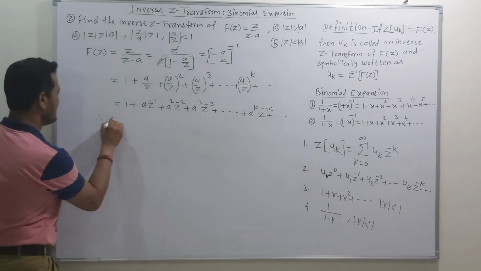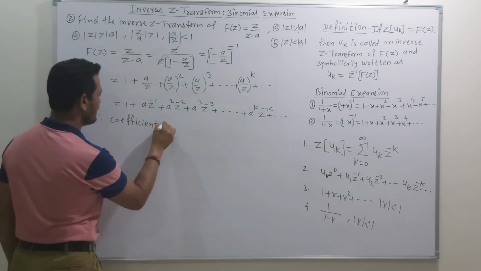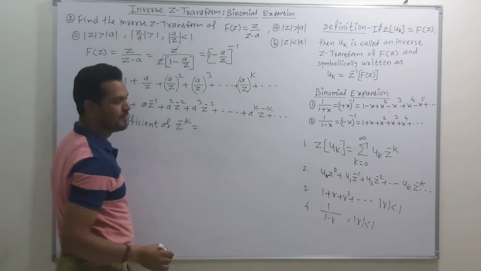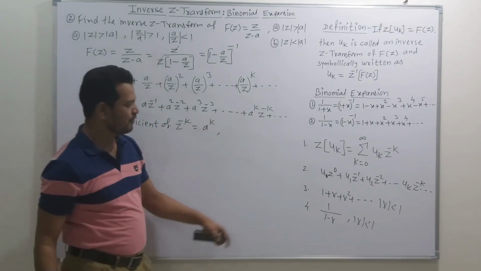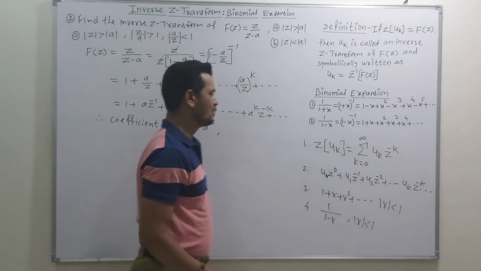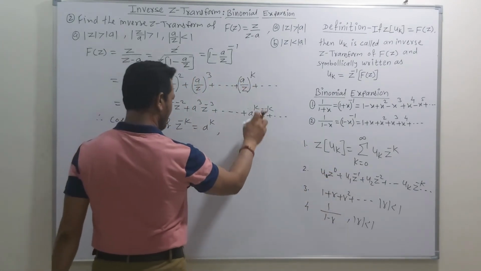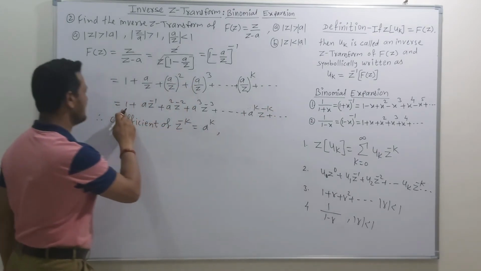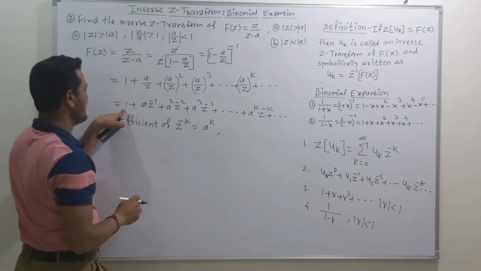So therefore we can write this as the coefficient of z raised to minus k. This coefficient is a raised to k. Now the next aim is to find the condition on k. This is the kth term, so in this term, put the value of k in such a way that we get the first term as 1.